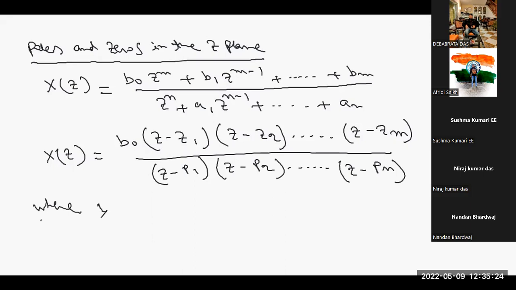Where pi, here i is equal to 1, 2, 3 dot dot dot n.